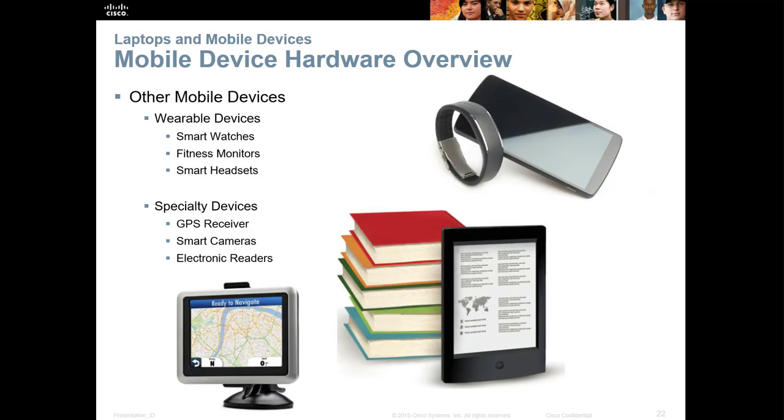We also talk about wearable devices. They are clothing or accessories that have miniature computing components. Smartwatches, fitness monitors, and smart headsets are some examples. Smartwatches are watches that combine the functionality of a watch and some functions of mobile devices. Some smartwatches include sensors to measure body and environmental metrics such as heart rate, body temperature, elevation, or air temperature.